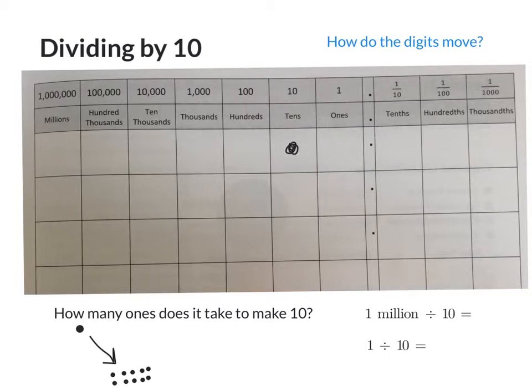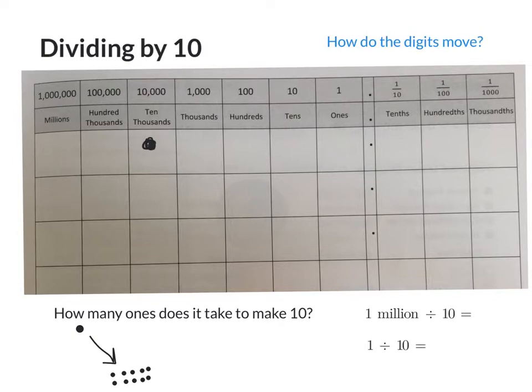If I draw one dot in the tens column, what's the value of that dot? 10. Okay. Now if I move that dot into the ones column, what's the value of that dot now? Did the value get bigger or smaller? What was the value before? 10. What's the value now? 1. Did that get bigger or smaller? By how much? It got 10 times smaller, didn't it?